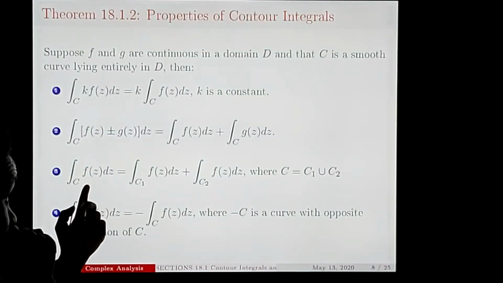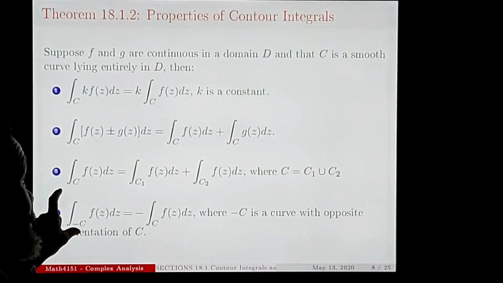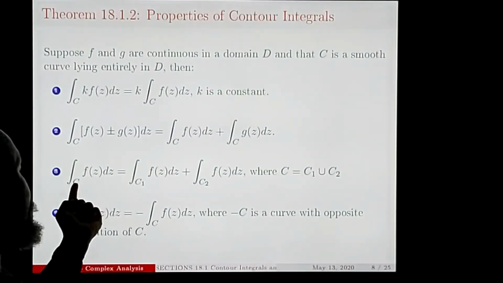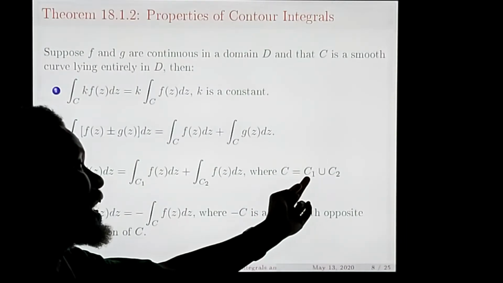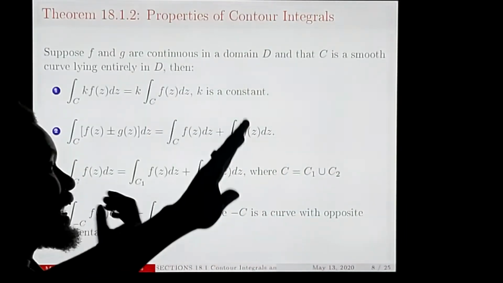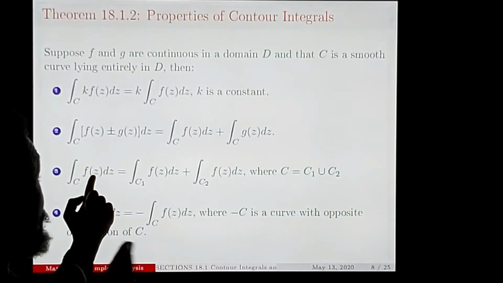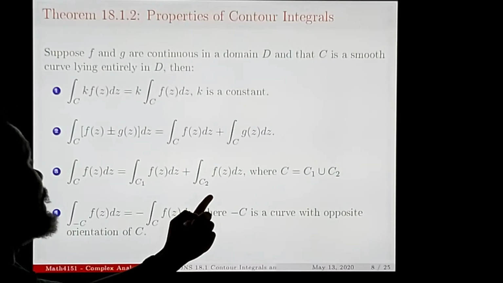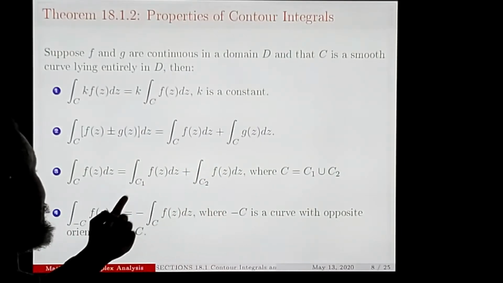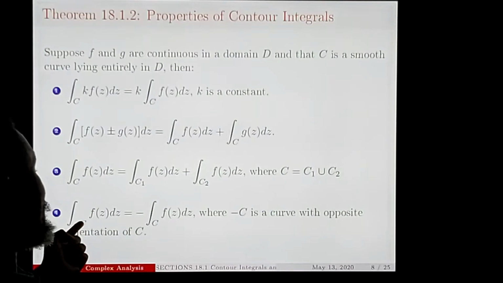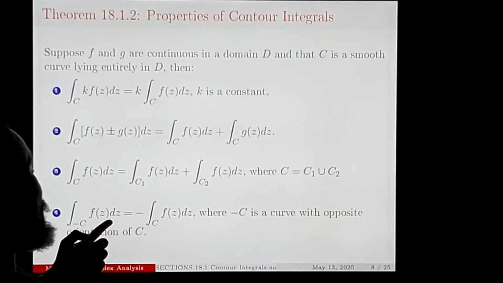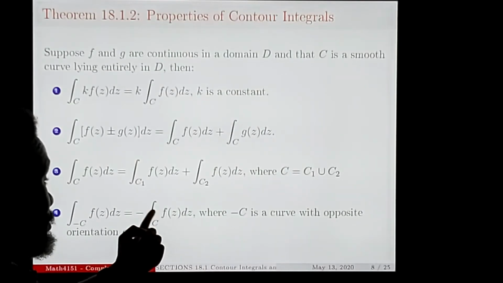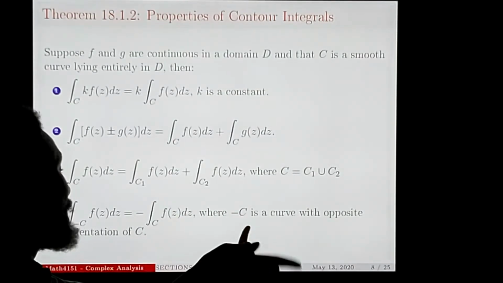Now this is slightly different. If you're integrating over curve C, and C can be partitioned into two disjoint curves, C1 and C2, remember that we were partitioning the curve, then the integral of this function can be split into integrating over one curve plus integrating over the other curve. And lastly, we talk about the orientation of the curve. Integrating on negative C is the same as integrating over C of the same function, where minus C has the opposite direction as orientation.